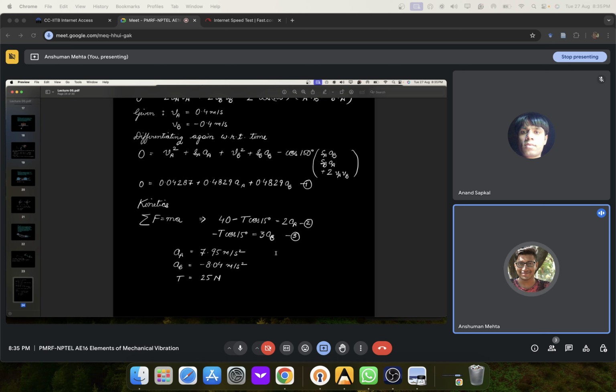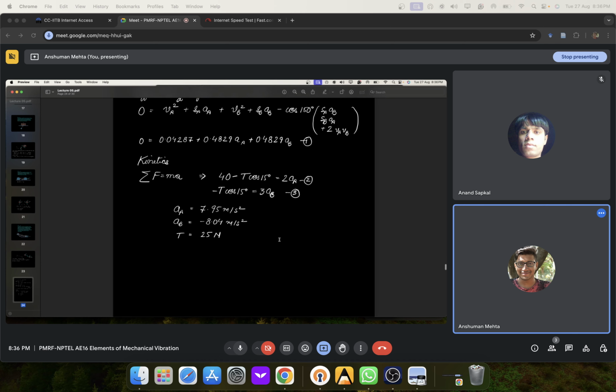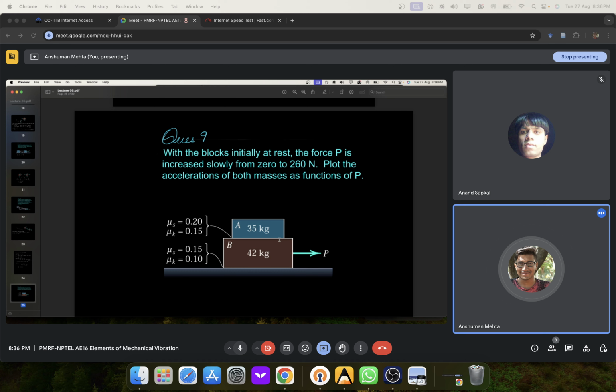So this is 32, this is 30, and the first equation is this. Now moving on to question number 9. With the block initially at rest, the force P is increased slowly from 0 to 260 Newton. We have to plot the acceleration of both masses as a function of P. All the data are given, and this is our scenario.